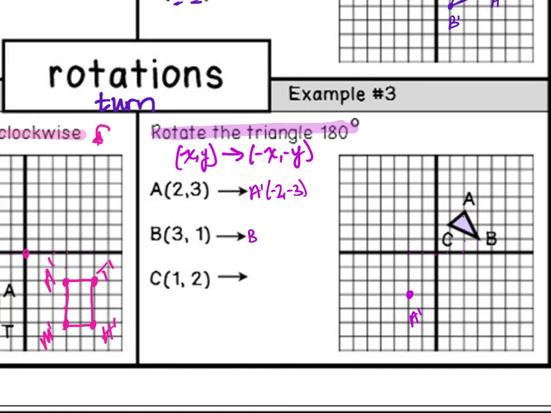So B prime is going to become -3, -1. 3, -1, B prime. And C prime is going to become -1, -2. -2, C prime. There we go. C prime. Questions?